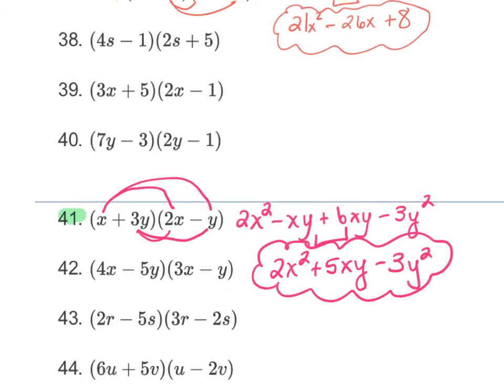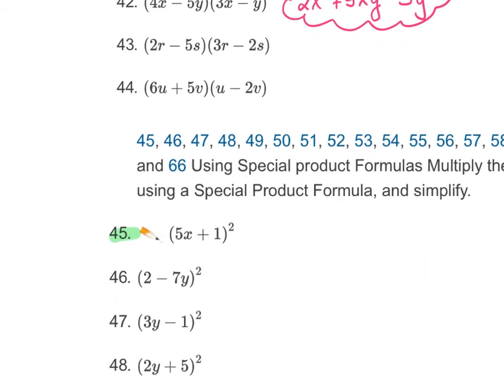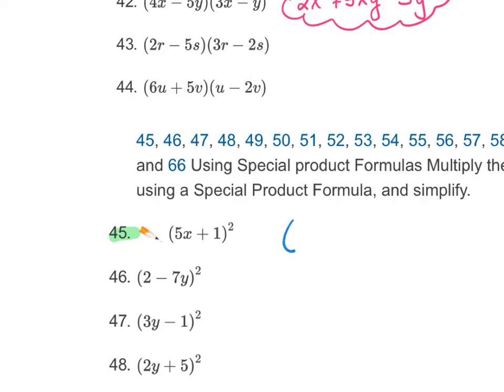How are we doing? Good. Okay. Special products. It says use the special products formula. Guys, you don't have to use the special products formula. What does 5x plus 1 quantity squared really mean? 5x plus 1 times 5x plus 1.